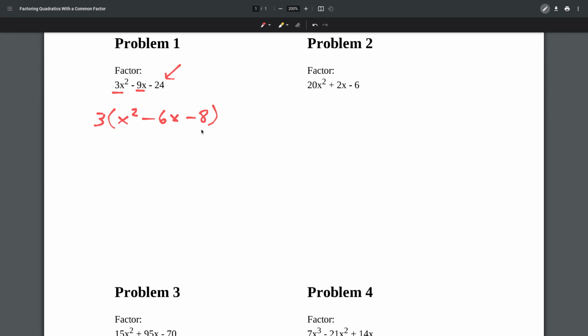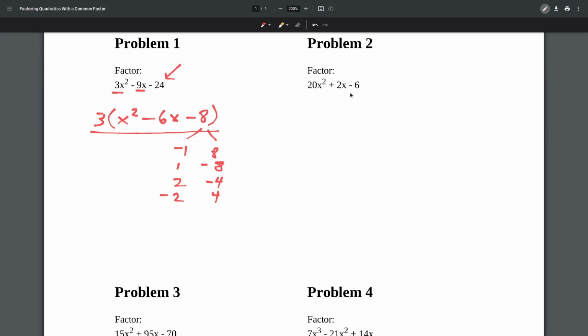Well, let's list the factors of negative 8. So those are negative 1 and 8, 1 and negative 8. Neither of those add to negative 6. Let's keep going. Let's do 2 and negative 4. That adds to negative 2. Negative 2, positive 4. Well, that doesn't look like it's going to work either. So in this one, actually, we've just factored it as far as we can go. We can't factor this any bit further. So we're going to leave it as is.